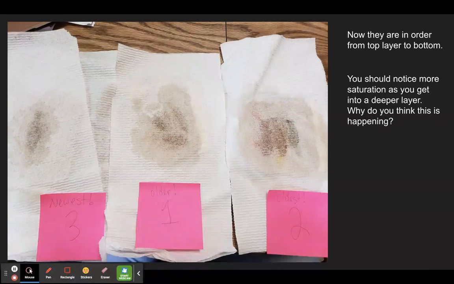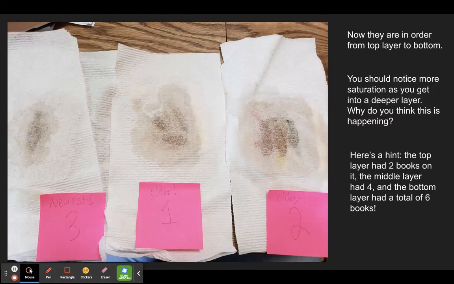Now, why do you think there was more saturation in the bread for the one that was the oldest layer? That means that it was on the bottom of the stack. What do you think? And here's a hint. The top layer had 2 books on it, the middle layer had 4, and the bottom layer had a total of 6 books on top of it. So why is there more saturation in the oldest?